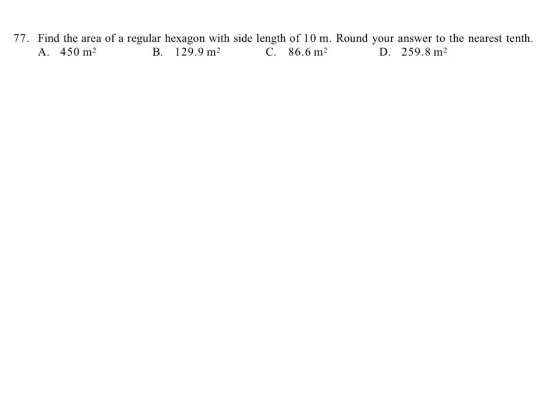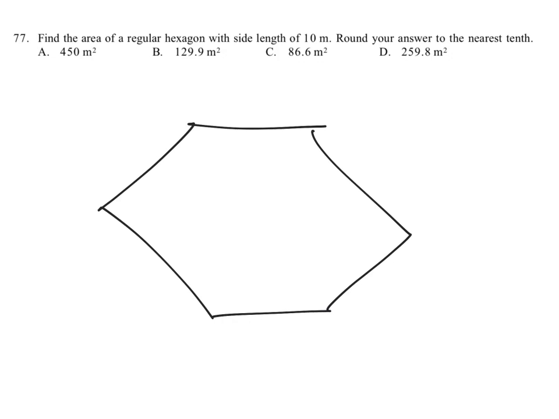Find the area of a regular hexagon with side length 10. Remember with hexagons, if we draw the apothem, because each one of these angles here is 60, then when we drop the apothem, we get a 30-degree angle up top, and this is a 30-60-90 right triangle.